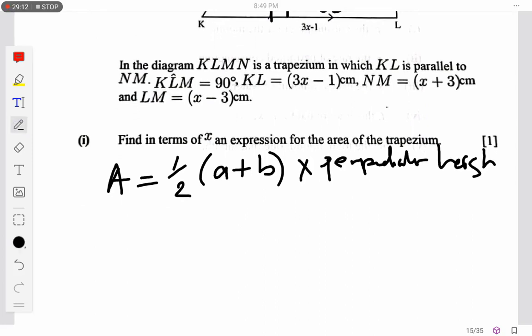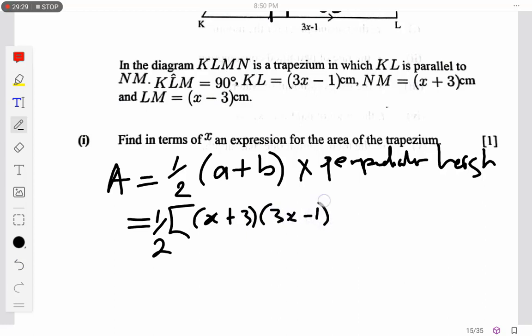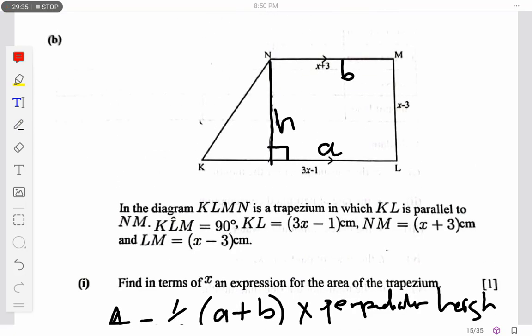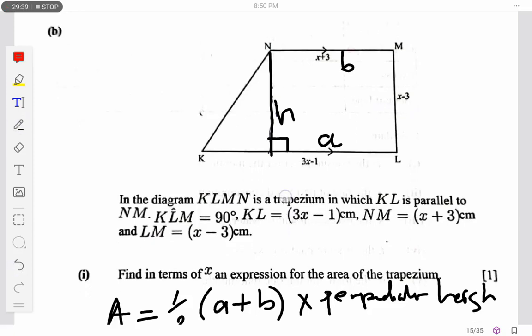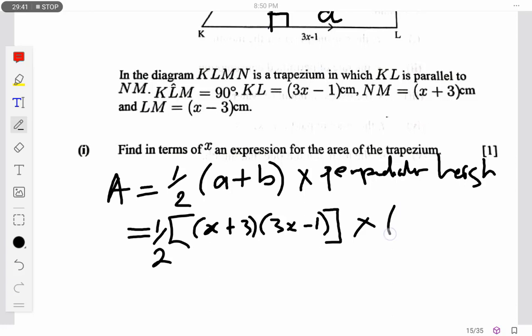So you find out my area is going to be equal to half, and let me have a bigger bracket here, x plus 3 and 3x minus 1 here. Then that is the A plus B. Then times the height, which is our height h, is similar to 3 minus x, this one. Okay, so let's take that one. So we can have it as x minus 3, like that.